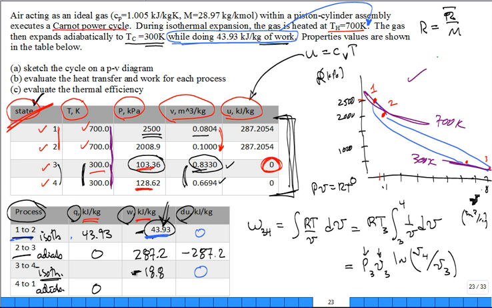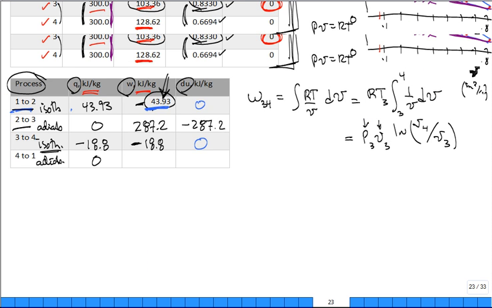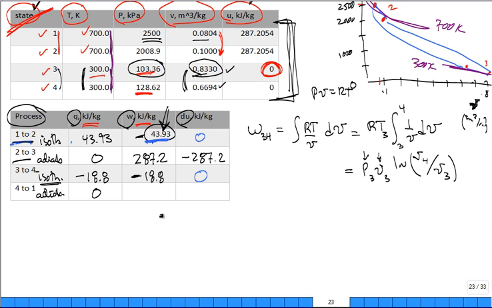Why is it negative? It's not expanding, it's compressing. And then from the first law, this is also negative 18.8. There's some heat transfer out of it. Okay, 4 to 1. Write the first law for 4 to 1. Okay? And this is U1 minus U4, the final U1 minus the initial for the process, U4.